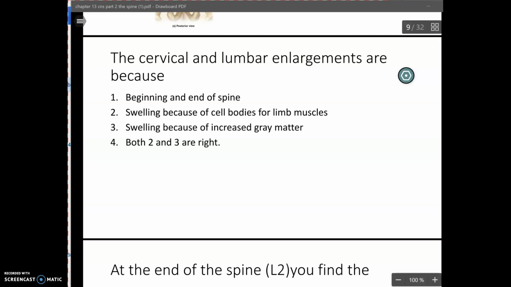The cervical and lumbar enlargements, because they're the beginning and end of the swelling because of cell bodies for muscles, swelling because of greater gray matter, or both 2 and 3. So let's think about it. Cervical, that would be going to the arms. Lumbar must be going to the legs. So that one is correct. Well, where are cell bodies found? Oh yeah, cell bodies are actually found in gray matter. So the cell bodies for these are actually found in the anterior gray matter. So it's actually 4. Both of these are correct. But we're going to talk about this in a minute.